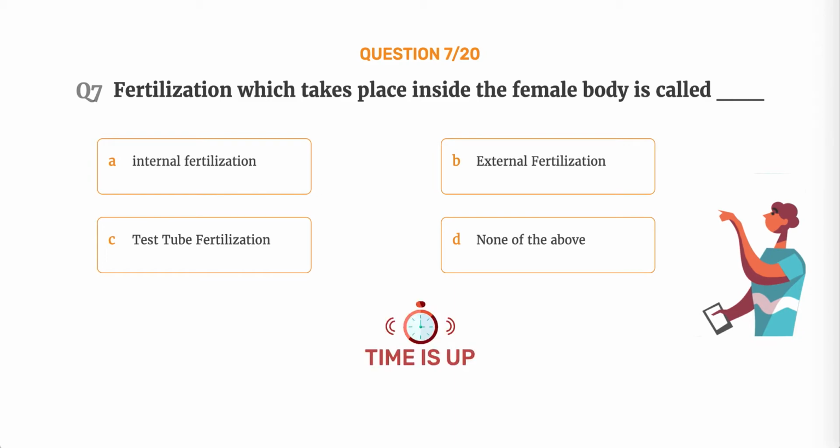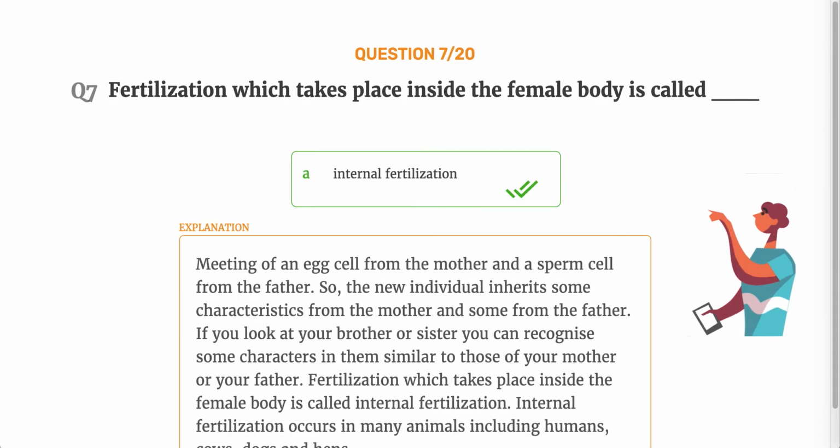The correct answer is option A, internal fertilization, meeting of an egg cell from the mother and a sperm cell from the father. So, the new individual inherits some characteristics from the mother and some from the father. If you look at your brother or sister, you can recognize some characters in them similar to those of your mother or your father. Fertilization which takes place inside the female body is called internal fertilization. Internal fertilization occurs in many animals including humans, cows, dogs and hens.